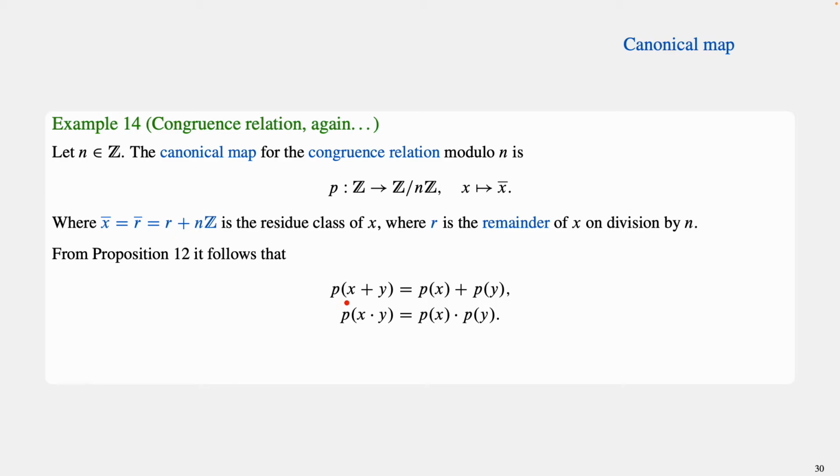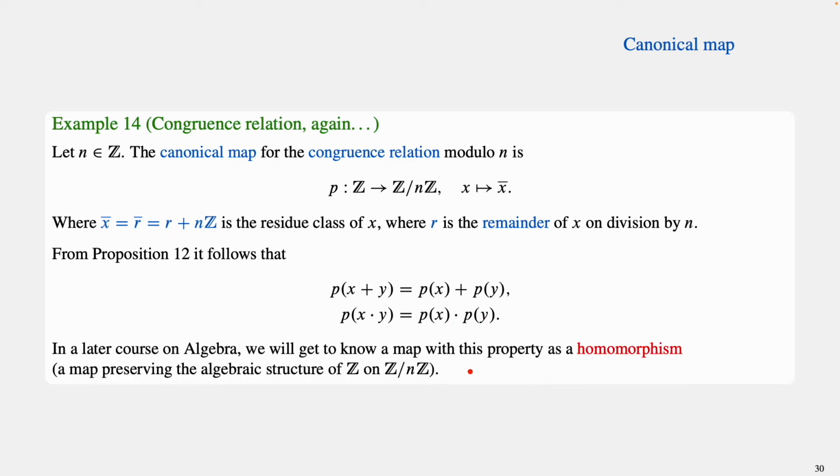If we apply the canonical map P to the sum of x and y, then we get the sum of the residue class of x and the residue class of y. Now here, this is the plus in the integers, and this is the plus in the quotient set Z over nZ. And similar for the multiplication, if we apply the canonical map to x times y in the integers, then the result is P of x times P of y, but now the multiplication is taken in the quotient set Z over nZ.